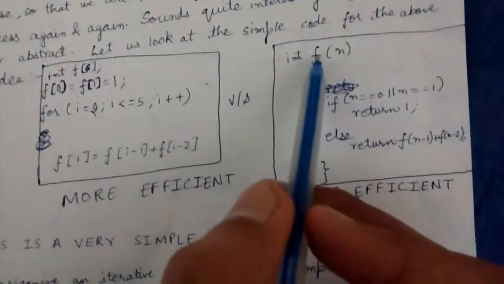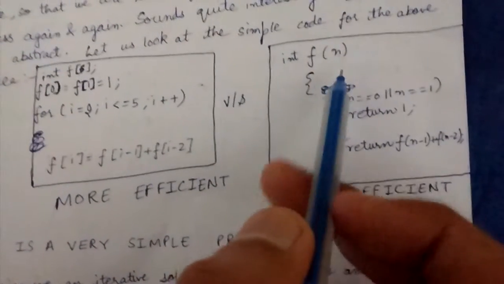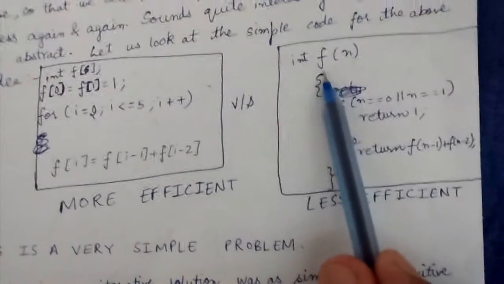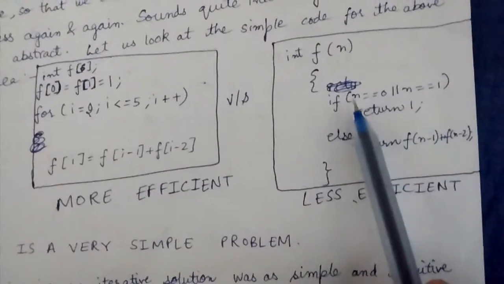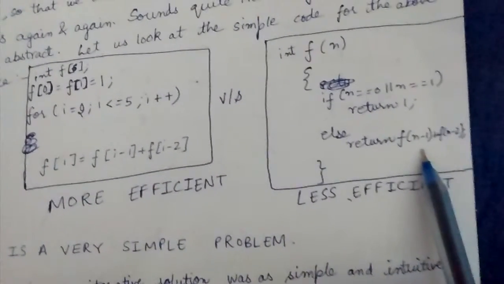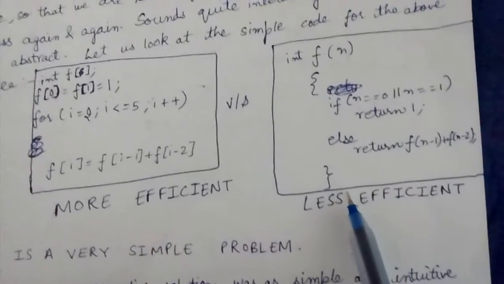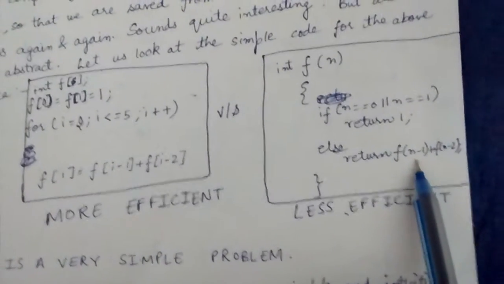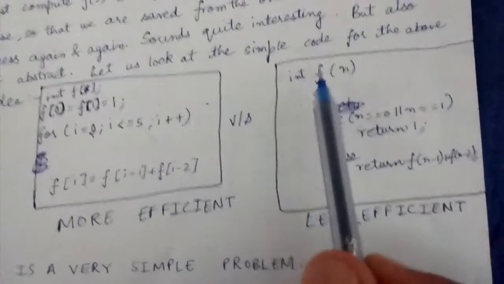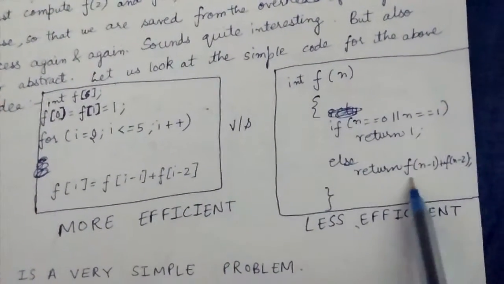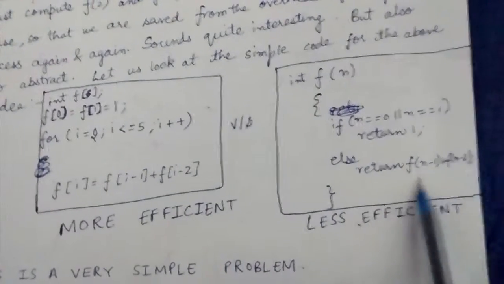Let's see how this one is solving. This is a function fn. If we get to the base case, we return 1, else we return the sum of the two previous numbers. So we are returning f. Let's say we call f3, so it is calling f2 and f1, so f2 gets computed.